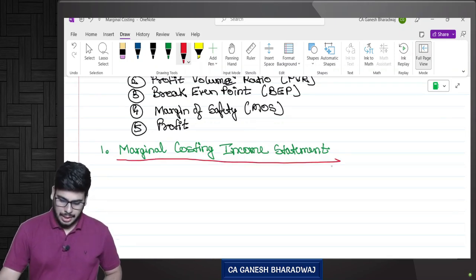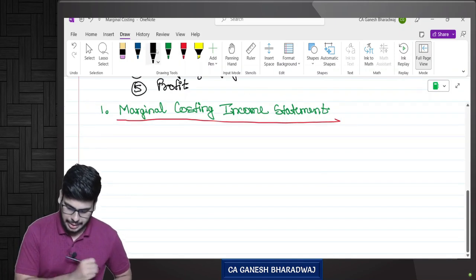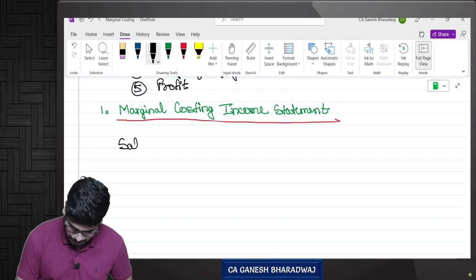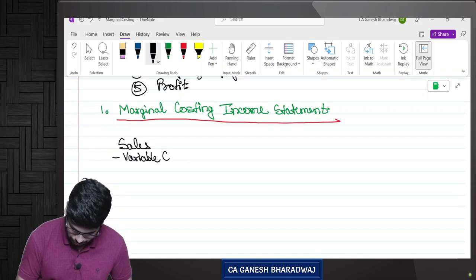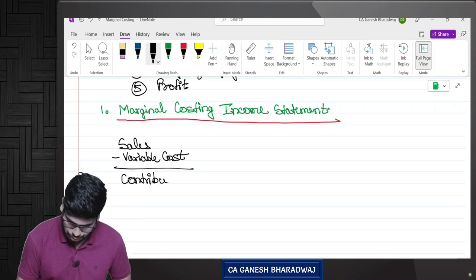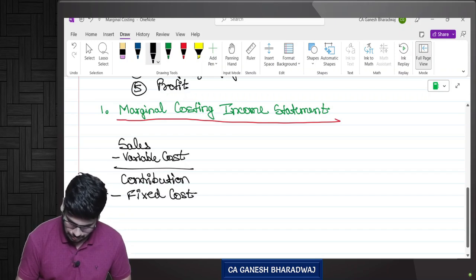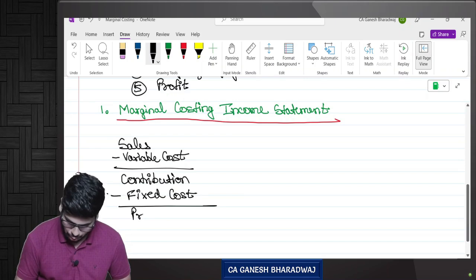Fine. Now, the marginal costing income statement will look like this. Sales minus variable cost is equal to contribution, from here minus fixed cost gives you profit.